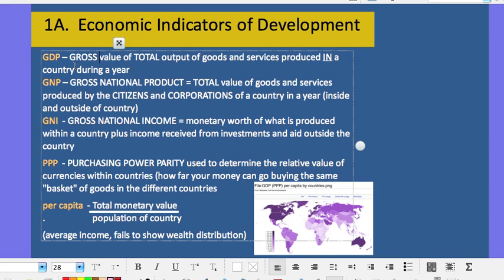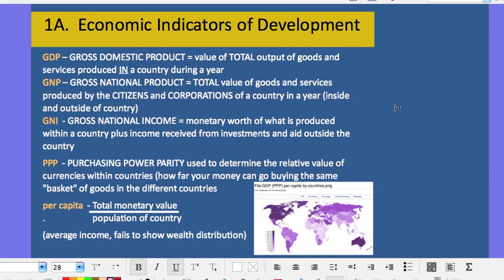Domestic means in the country. So you've got goods and services that are in the country, domestic product.